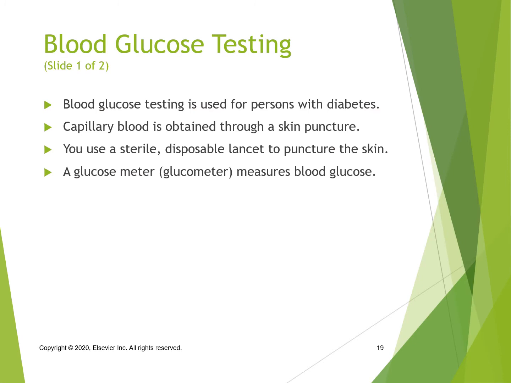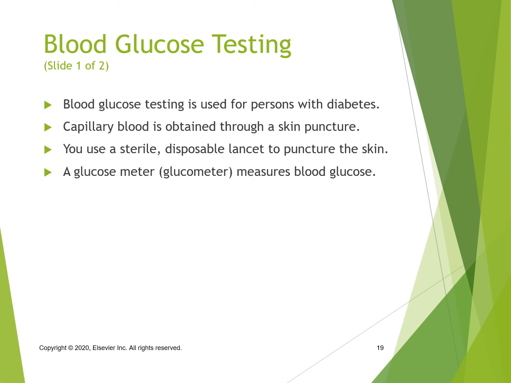Blood glucose testing. The doctor uses the results to regulate the person's medications and diet. A drop of blood is collected. A fingertip is the most common site for skin punctures. This provides easy access and clothing is not removed. With some meters, you can use the forearm, thigh, or fleshy part of the hand. Blood glucose testing is used for persons with diabetes.